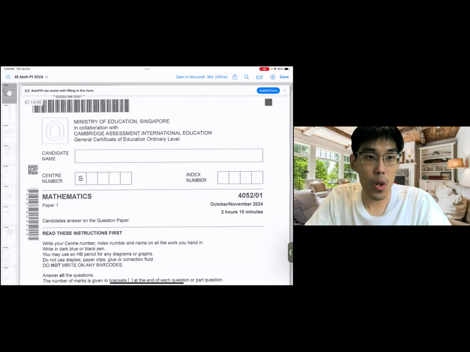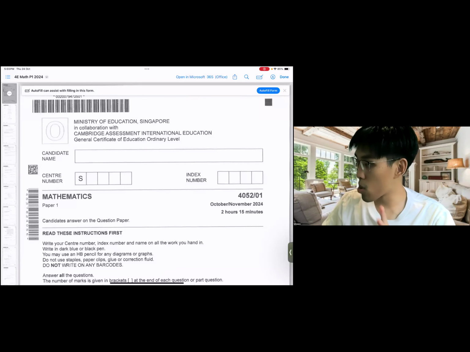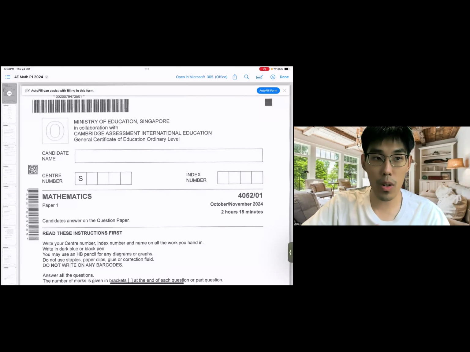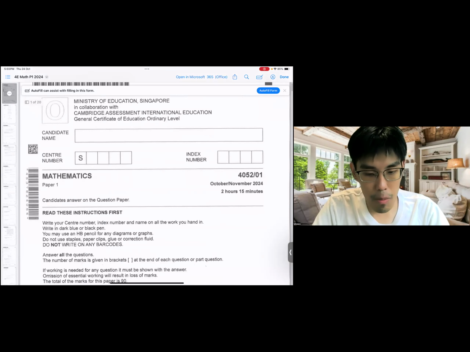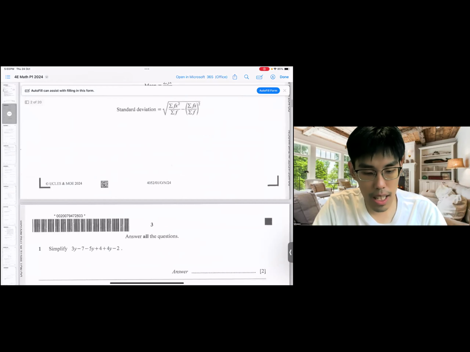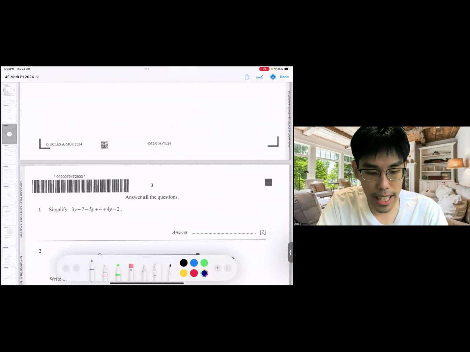Now let's get to the full paper itself. Like I said, I have no idea what to expect. I have no idea what the questions are. Let's get into it right now. Formula sheet, and yeah, let's go. It's like doing a paper all over again.